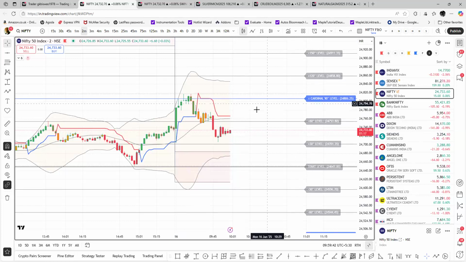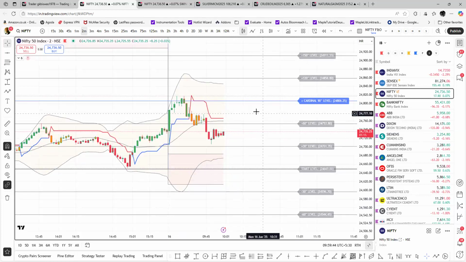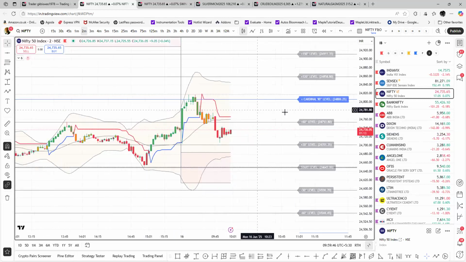Any other questions so far? Has anybody taken any trade that you need help with?